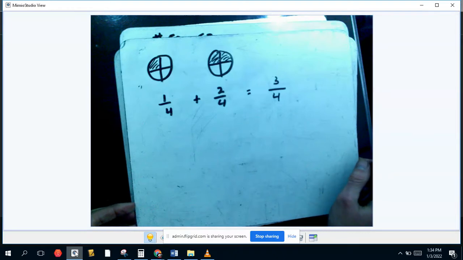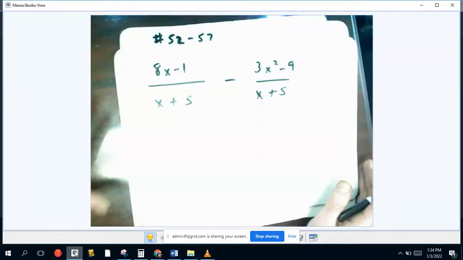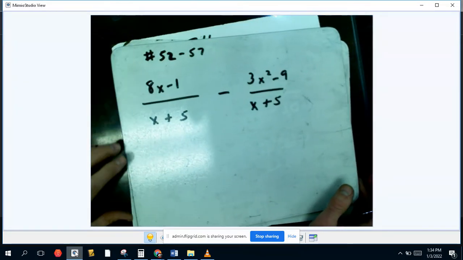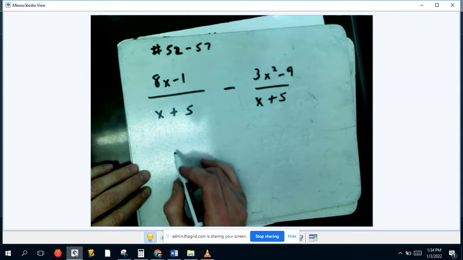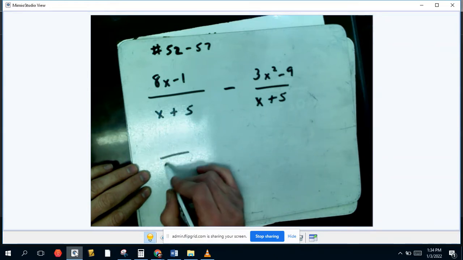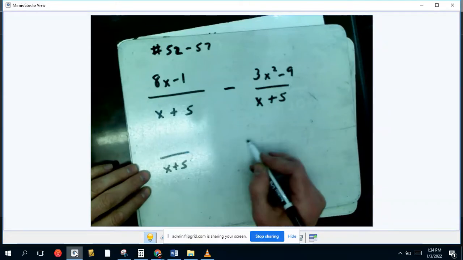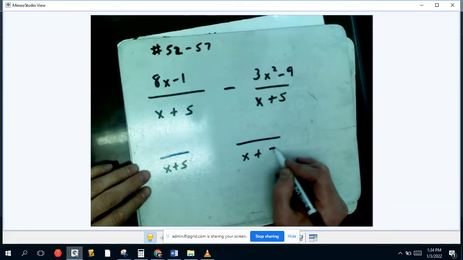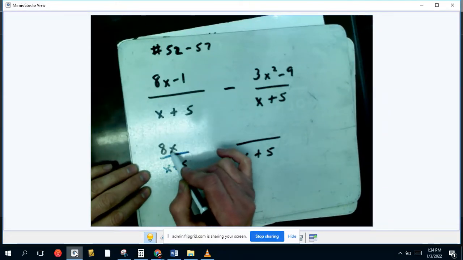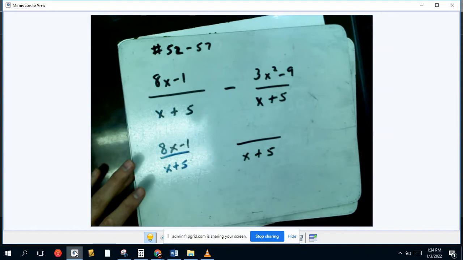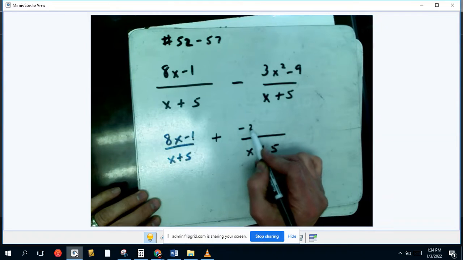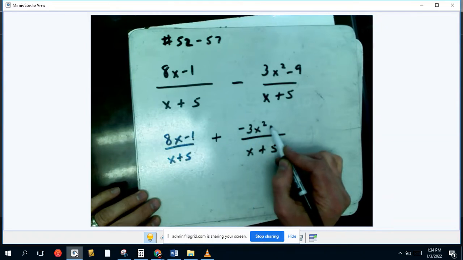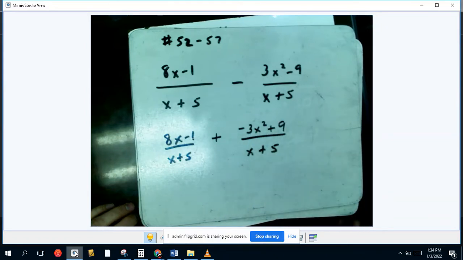But as long as I have the same denominator, I can just add the numerators and retain the denominator. So I'll practice the same thing here, though this looks more complicated for problems 52 through 57. We have the same denominator, so I'm just going to retain it. Okay, just retain it. And adding and subtracting will be used interchangeably here. When you subtract, you do want to change it to addition, and you want to change the signs, just like we had done in past exercises.